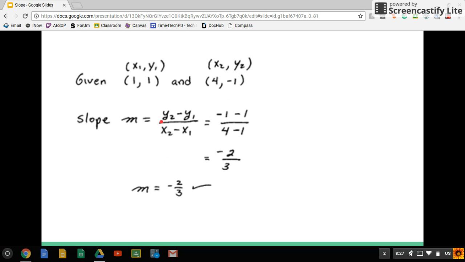We know that it's y2 minus y1. So y2 is negative 1. I'm just going to bring it down there. Minus y1 is 1. So I have negative 1 minus 1. x2 minus x1. 4 minus 1. All right, once you get to this part right here, then you just solve it. Use your integer rules. I told you not to forget those. All right, so negative 1 minus 1 is negative 2, and 4 minus 1 is 3. So the slope, or m, is equal to negative 2 over 3.